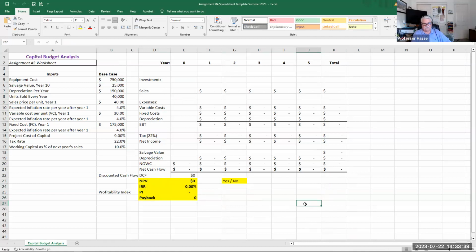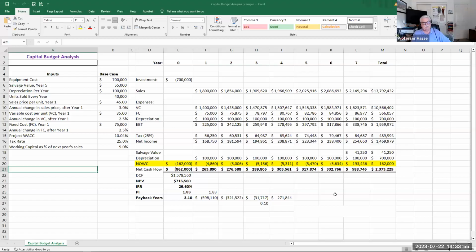Now, as a review for this, I am providing a file for you, which I will post to the in-class review file folder in Blackboard, week number 7. And that's this file here. This is another sample of the capital budget problem that you're doing in assignment number 4. It's a little bit different. Assignment number 4 was a 5-year investment. This is 7. The numbers are a little bit different, but the format and the analysis is exactly the same.